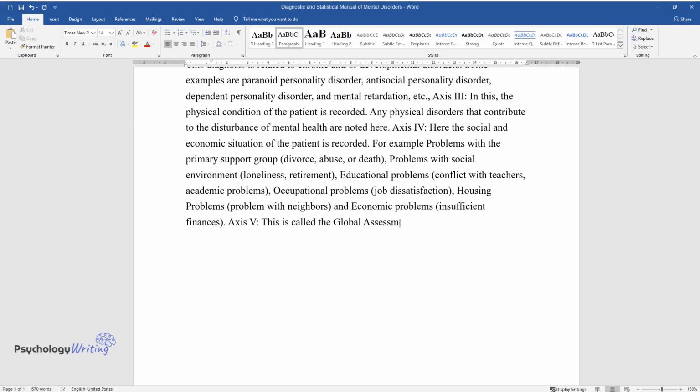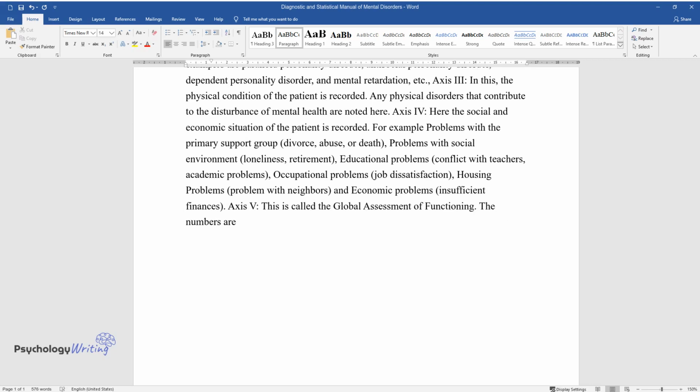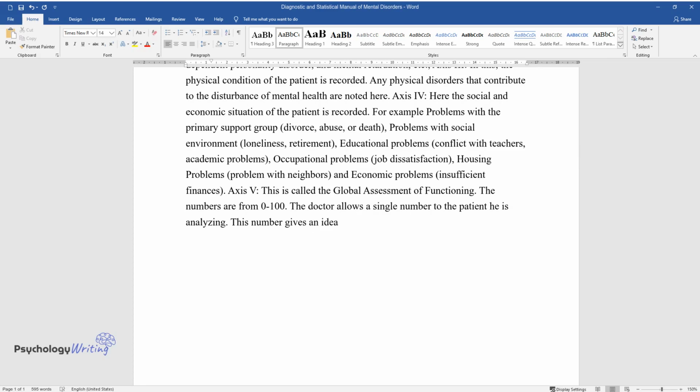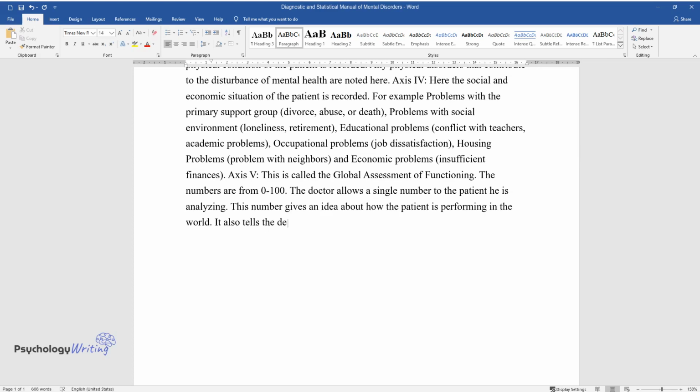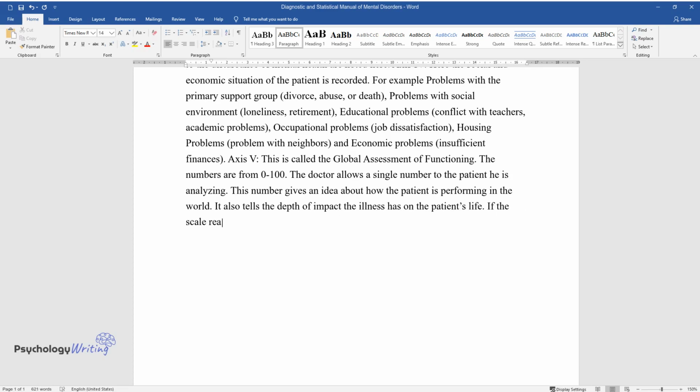Axis V is called the global assessment of functioning. The numbers are from 0 to 100. The doctor assigns a single number to the patient being analyzed. This number gives an idea about how the patient is performing in the world. It also tells the depth of impact the illness has on the patient's life.